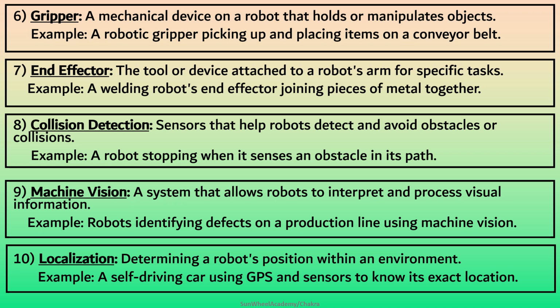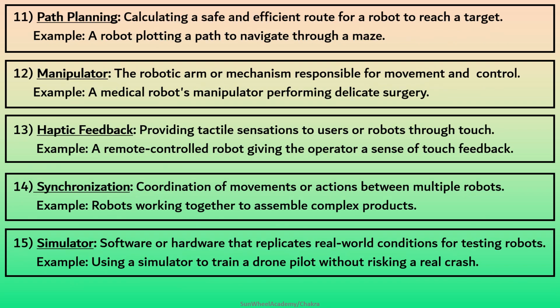9. Machine vision, a system that allows robots to interpret and process visual information. Example: robots identifying defects on a production line using machine vision. 10. Localization, determining a robot's position within an environment. Example: a self-driving car using GPS and sensors to know its exact location.